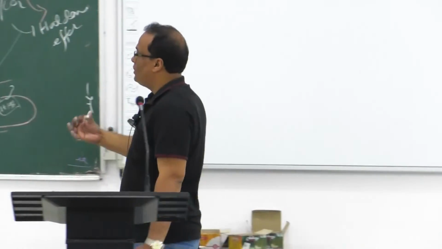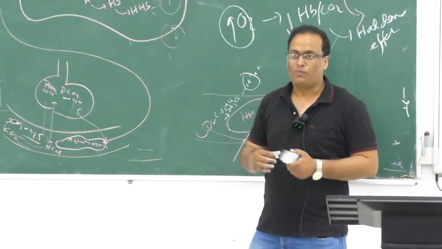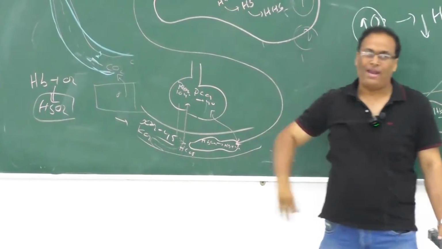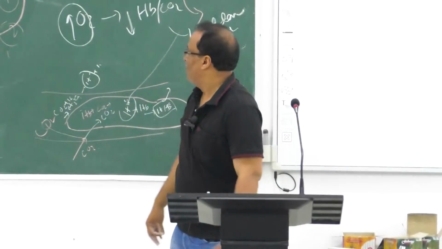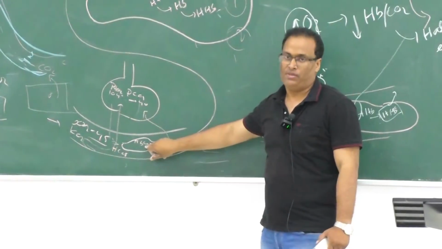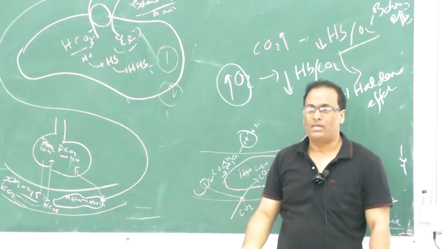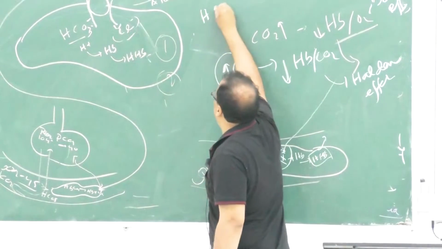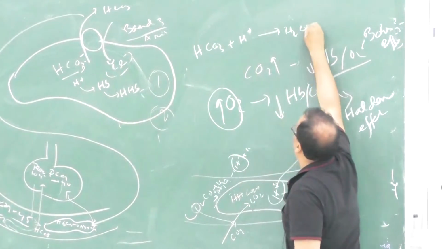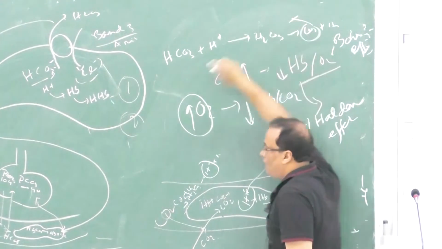So in this way, what is happening in the RBC? Bicarbonate is going out by the chloride shift, by the anion exchanger or band 3, and so the bicarbonate has to enter into these RBCs. Then the reverse reaction goes on. Reverse reaction means bicarbonate plus H plus gives H2CO3, then CO2 plus water, and this will diffuse into the alveoli.